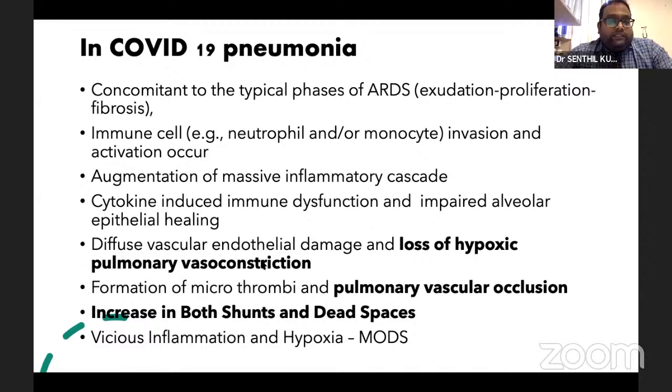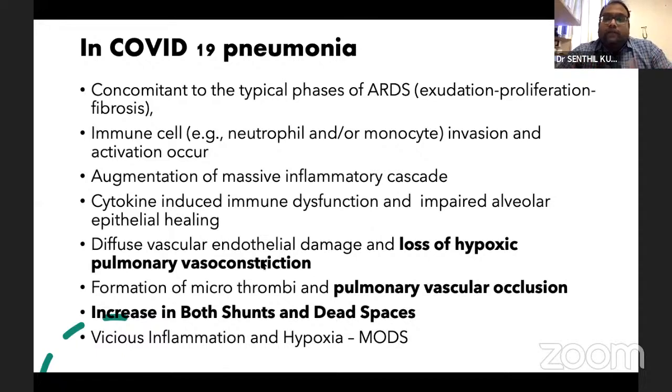Along with the alveolar damage, there will be vascular endothelial damage, and because of this, the most important effect is loss of hypoxic pulmonary vasoconstriction, that is, redistribution of blood from the hypoxic portion of the lung to the non-hypoxic portion is highly hampered, along with formation of microthrombi and pulmonary vascular occlusion. All these things lead to an increase in both shunts and dead space. Hence, this vicious inflammation and hypoxia, which happen hand in hand at a very fast rate, lead to multi-organ dysfunction.